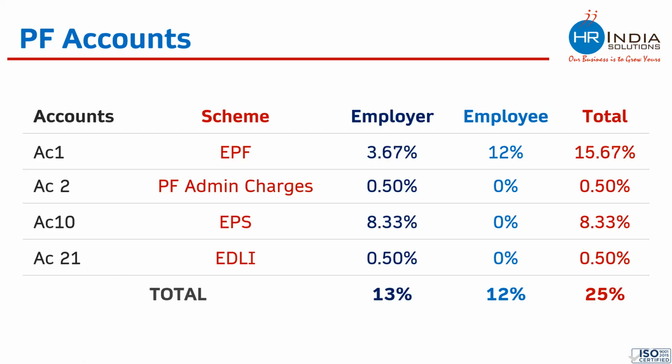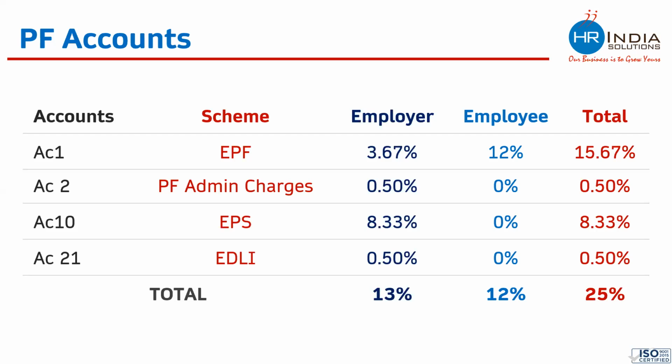Any questions on PF accounts? Please let me know, guys. Account 1 for the PF, account 2 for the PF admin charges, account 10 for the pension scheme, account 21 for employee deposit linked insurance. Earlier, there was one more account, account 22, that was for EDLI admin charges. But now that one is null and void, and we do not need to contribute in account number 22.